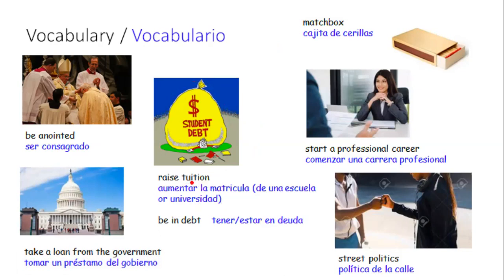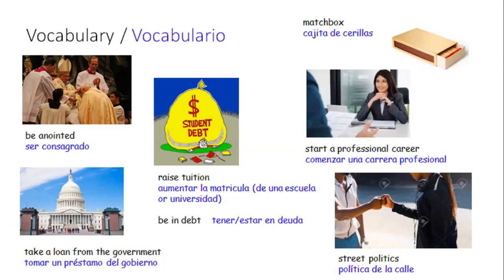T-I-O-N makes the sh sound. Tuition, okay? To raise tuition. So sometimes a school can raise the tuition, which means the tuition is going up. You have to pay more money. And so sometimes when we need to pay our tuition, students take a loan from the government.